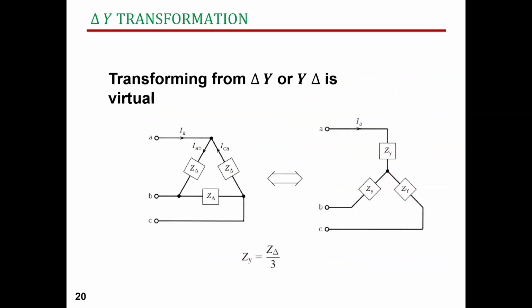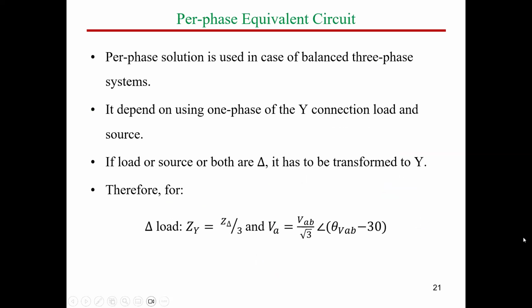All of you guys know the conversion from Y to delta or delta to Y if we have a balanced load. So we can say Z_Y equals Z delta divided by 3. So this is the relation between the balanced delta and Y.